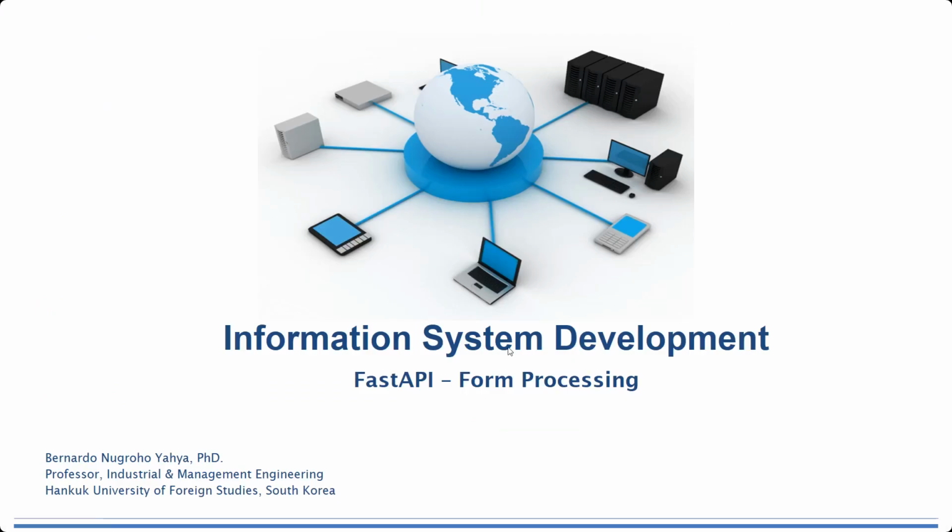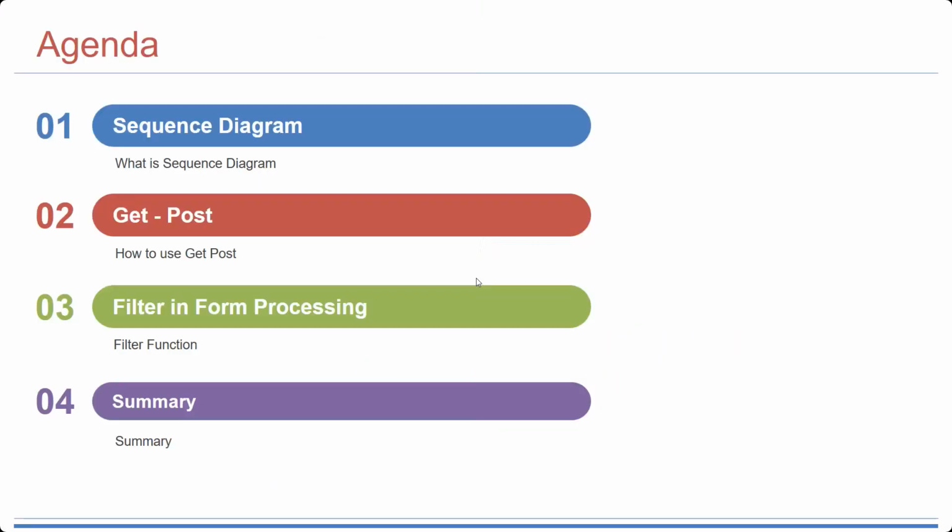This section is about form processing. So we are going to learn how to make some forms. In the first part, we already learned about the sequence diagram. Now we are going to take a look at the difference between GET and POST, and then we will do the filtering in the form processing. So first, GET and POST.